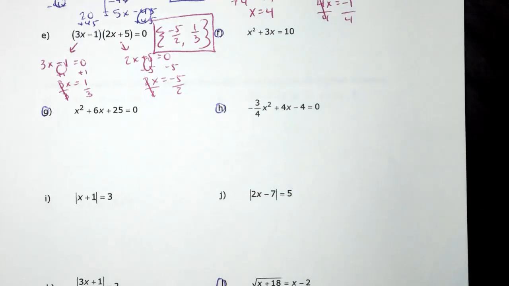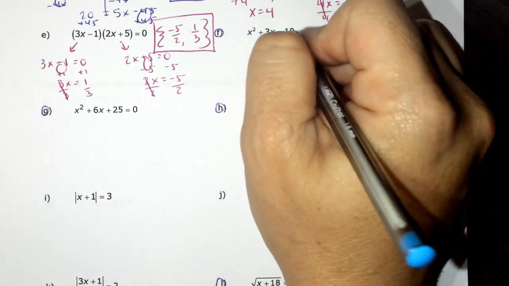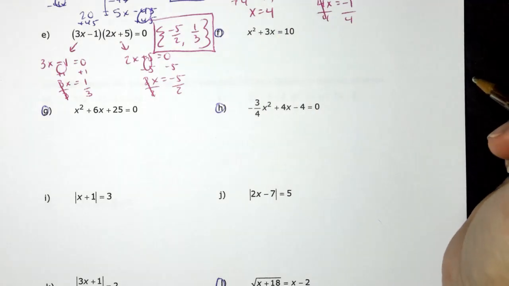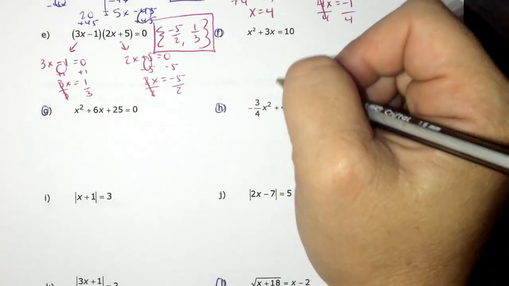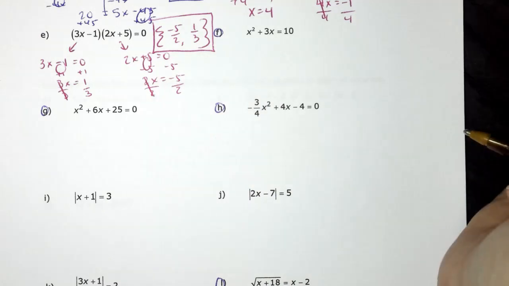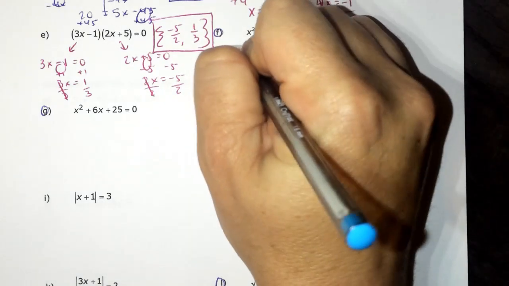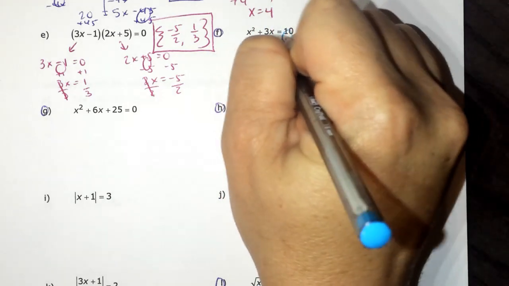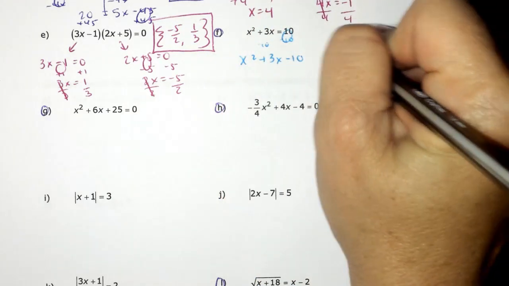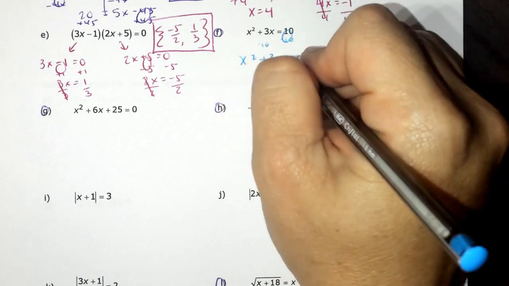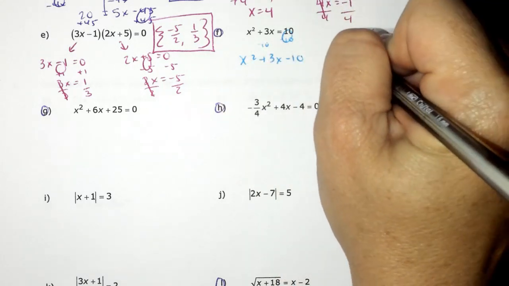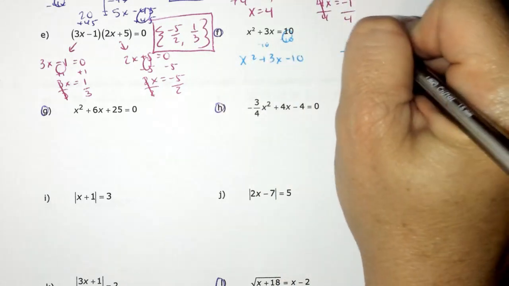Okay, we are looking at F, number 1F. So first things first, I can try to factor this, but I have to get it equal to 0. When I have a quadratic, to solve it, I have to have it equal to 0. So I'm going to subtract 10, and I get x squared plus 3x minus 10, and I can try to factor it. A times c is negative 10, b is 3, a is 1x.